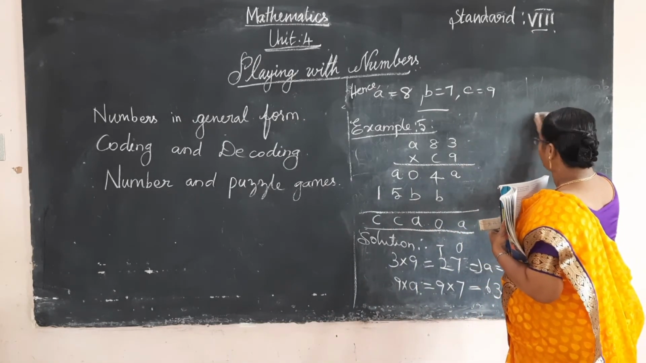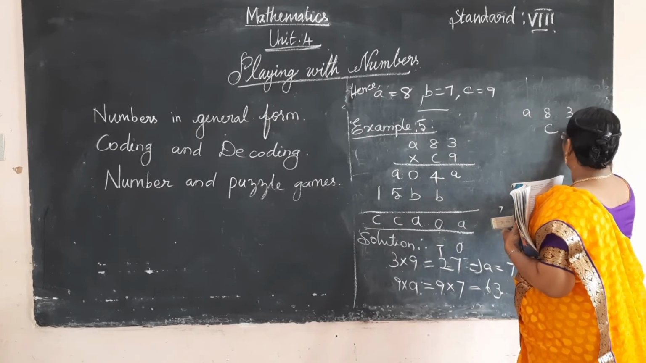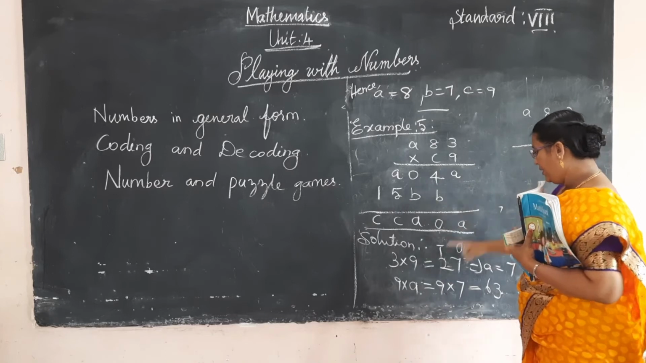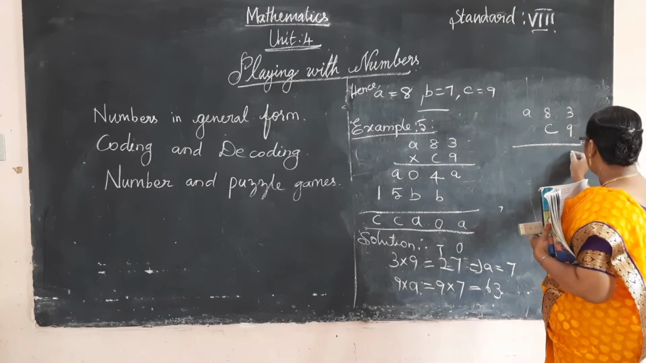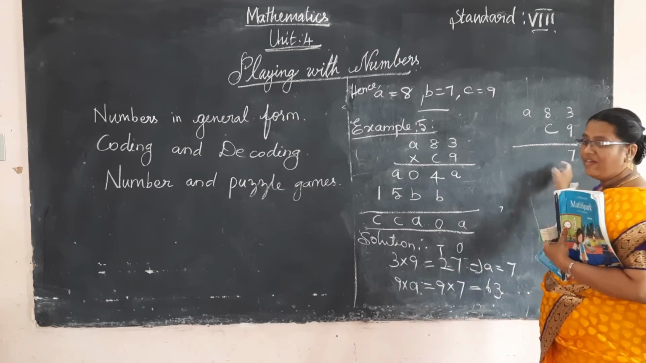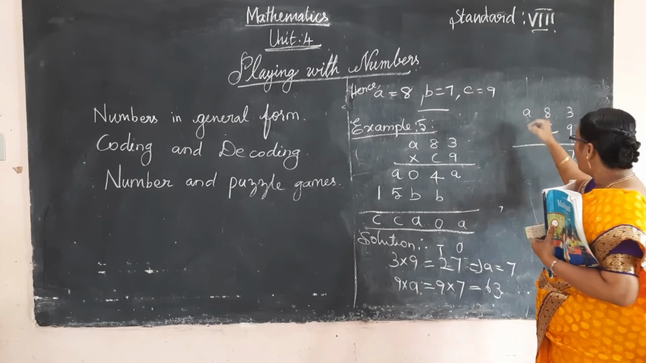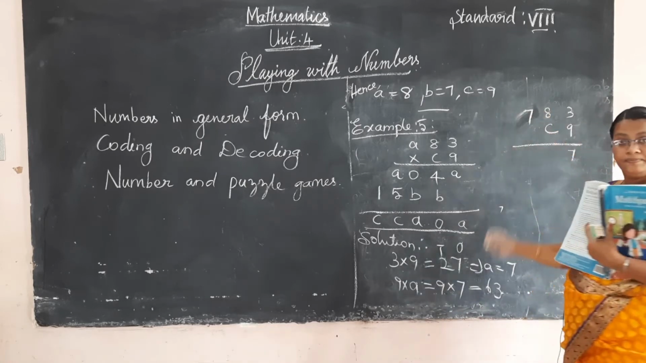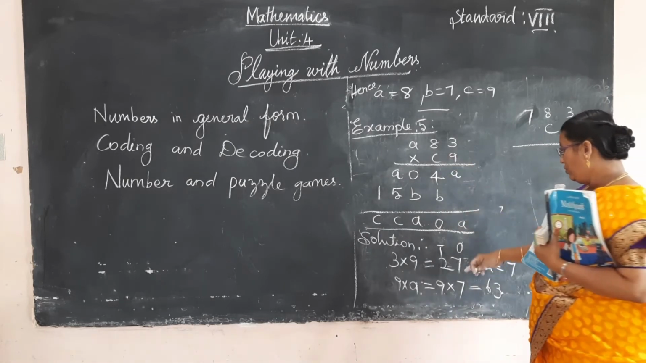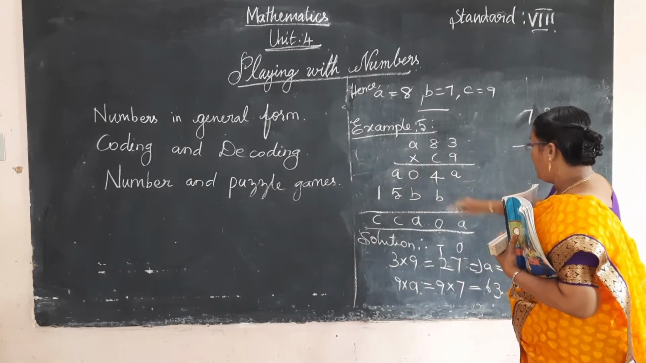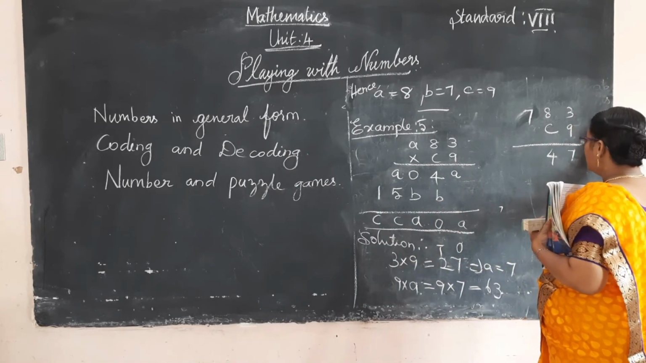First term A 8 3 C 9. So multiply 9 3s are 27. The A value is 7, which we have found out. So write 7 in the A place. Here also A is there, so we write 7. So the A value is 7. The remaining 2 is carried forward in the tens. So 9 8s are 72 plus 2 is 74. Remaining 7.